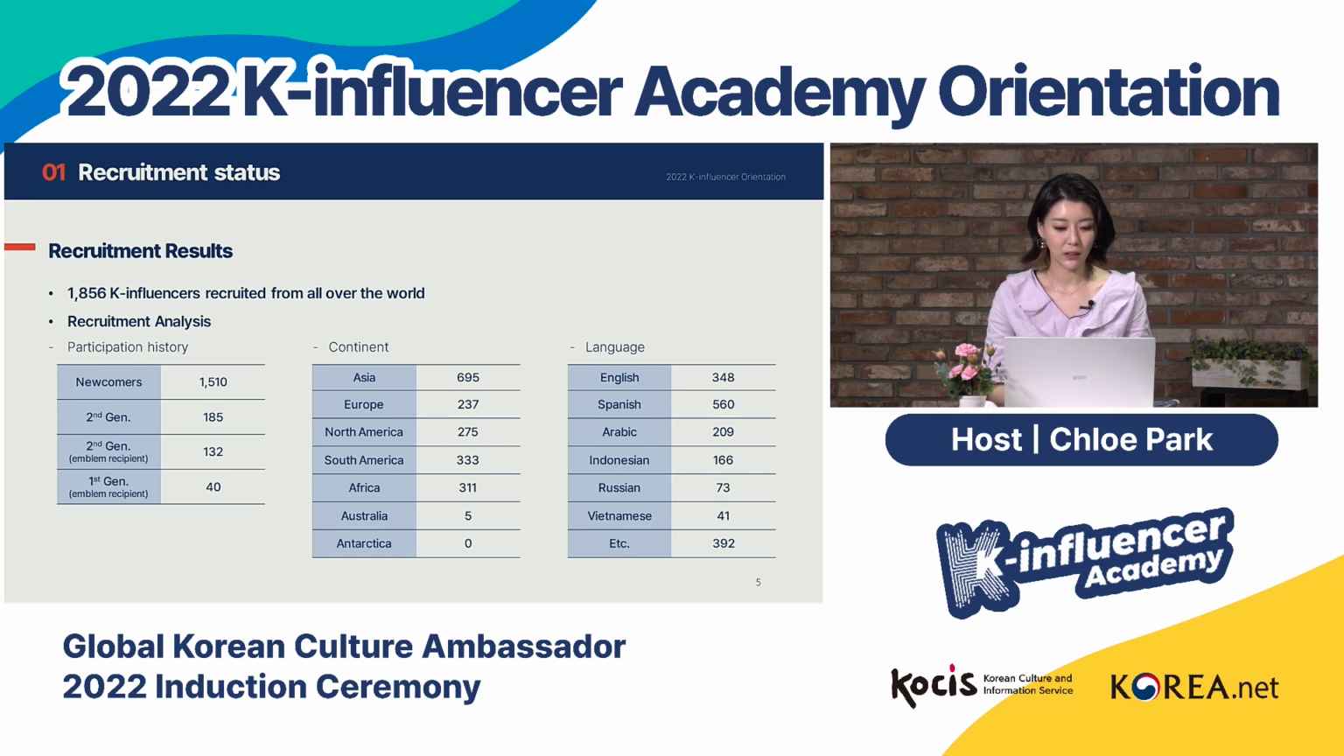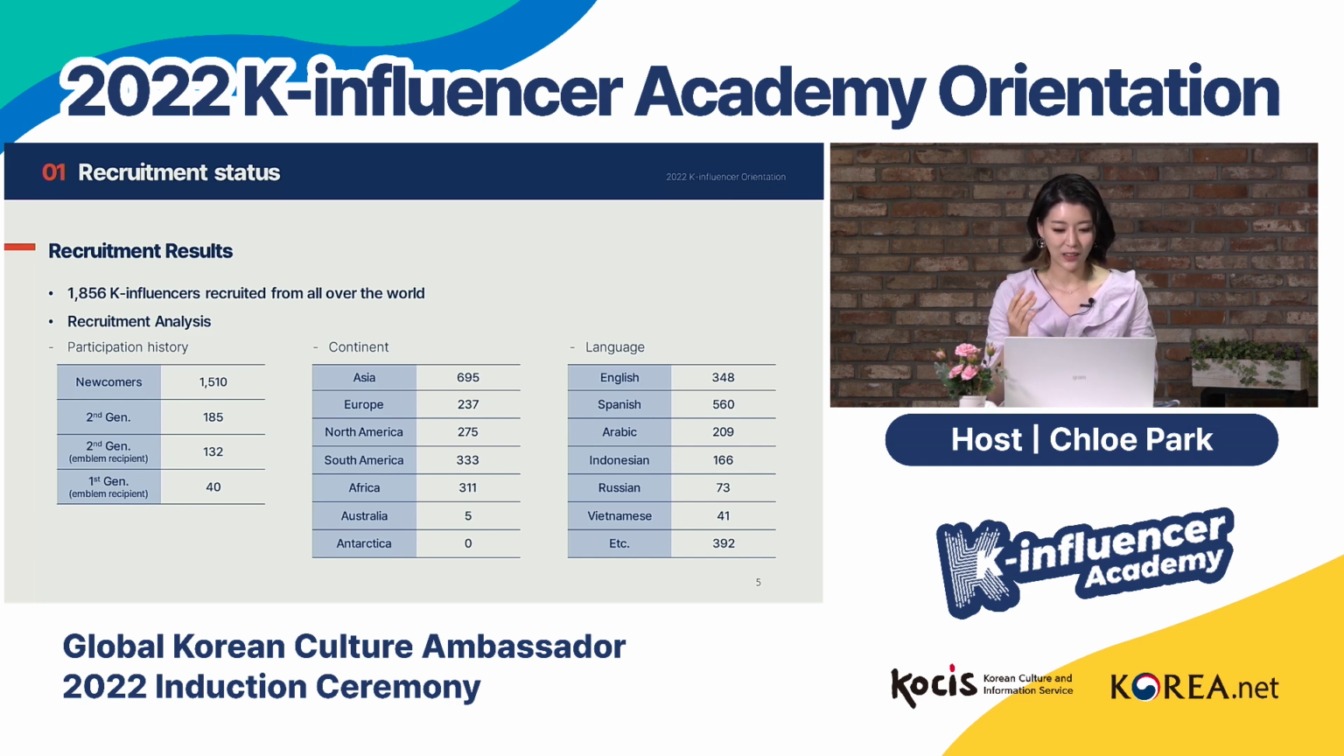In the middle of the slide, you can see how spread out our K-Influencer applicants were across the continents. How many continents are there? 1, 2, 3, 4, 5, 6 continents, including Asia, Europe, North America, South America, Africa, and Australia. It is very interesting that Antarctica is included. You can see how ambitious COSIS is in spreading the K-Influencer program. I don't know how many people are living in Antarctica, but it was interesting, so I just mentioned it.